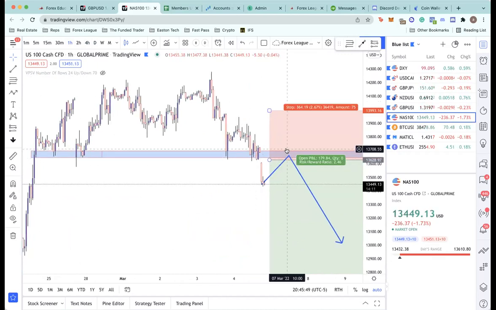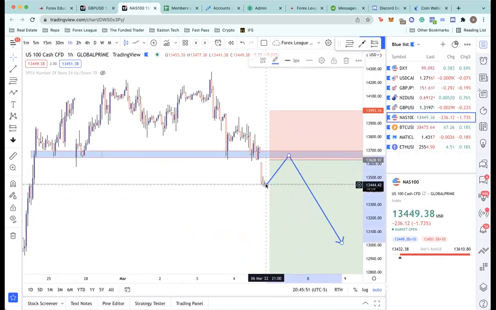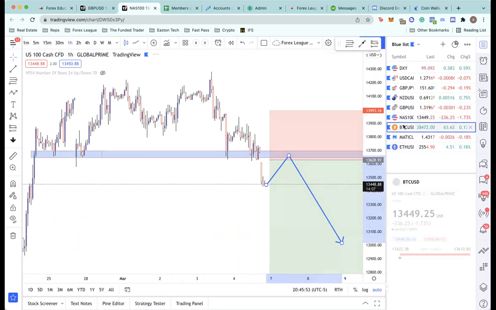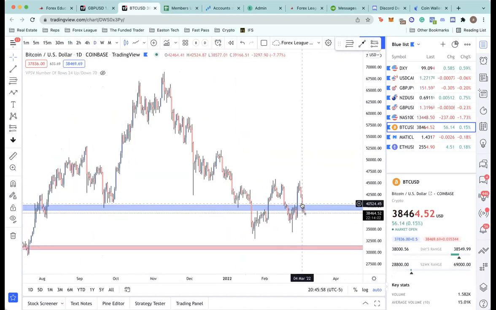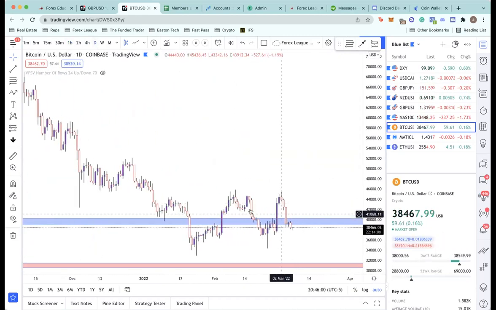Nice break, we'll see if there's a retest, and then that would be the trade. So that's the NAS 100 idea. If you guys have any other ideas, hit the chat. If you guys trade NAS 100, again, I'm just getting started with it. So we'll see how it goes.